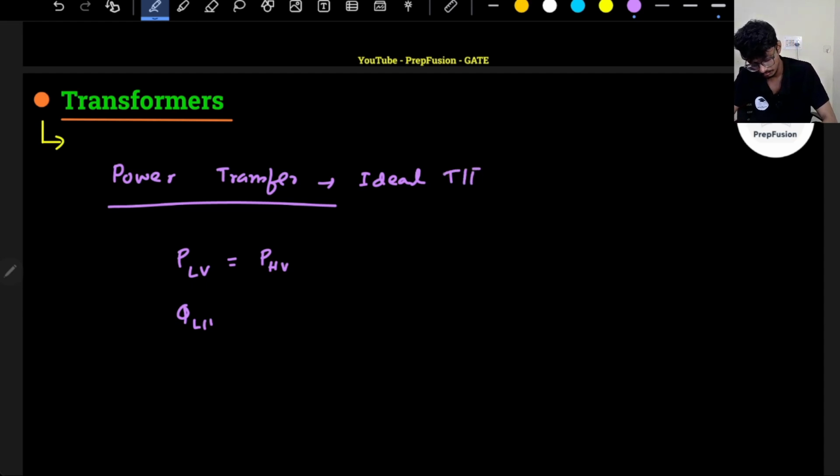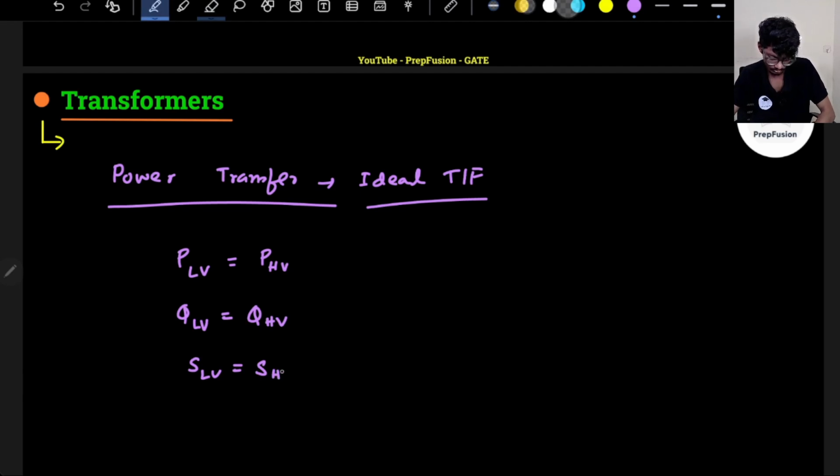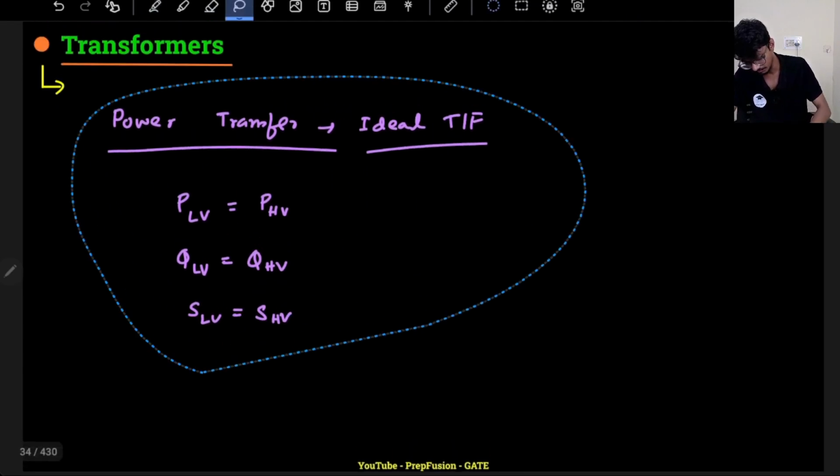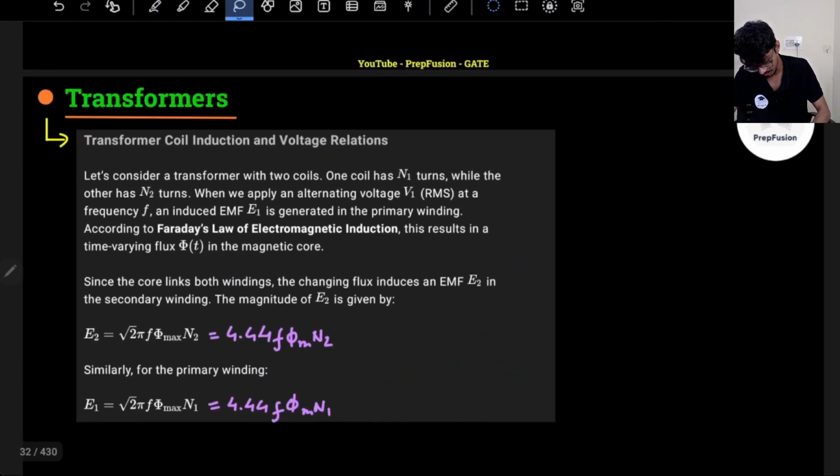Considering the losses, we will discuss that later. So whatever reactive power I apply in the LV winding, the same reactive power I will get back in the HV winding. Whatever complex apparent power I apply in the LV winding, the same apparent power I will get in the HV winding. Okay, no problem. Another important key fact to note is EMF per turn. So EMF per turn is also a very important term. If you remember, this is the equation, right?